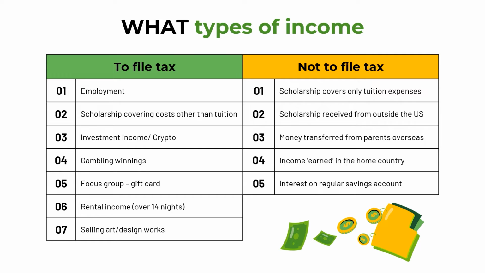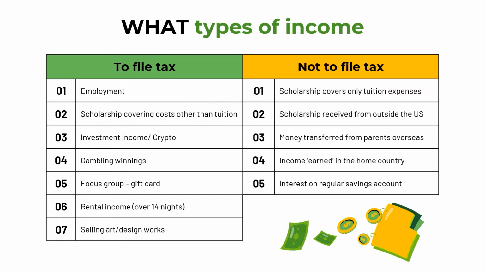Some less common types of income that also require you to file taxes can include the following. For example, winnings from gambling. Say you won money in a Las Vegas casino. You may be asked to file taxes for that winning. Or you might be part of a focus group and receive a gift card. Or you receive income from your Airbnb rental. Or you sell your art or designs for profit. All of these sources are considered reportable as they constitute U.S. source income, requiring tax filing.